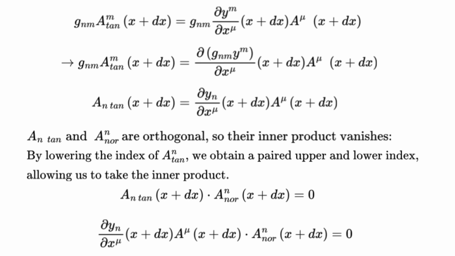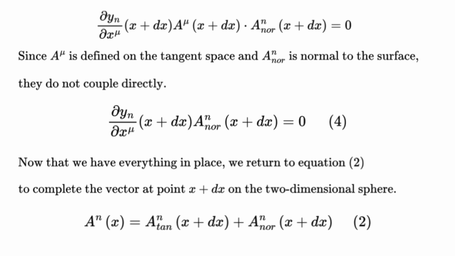Relabeling the dummy indices, swapping n and m, we have the following. a^n tangent and a^n normal are orthogonal, so their inner product vanishes. By lowering the index of a^n tangent, we obtain a paired upper and lower index, allowing us to take the inner product. Since mu is defined on the tangent space and a^n normal is normal to the surface, they do not couple directly.